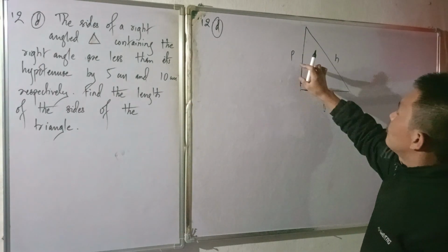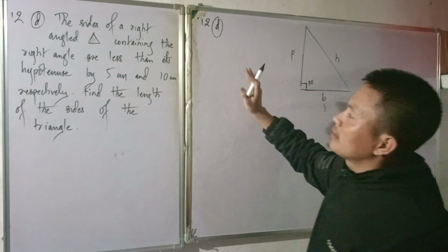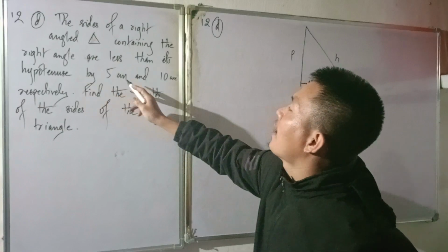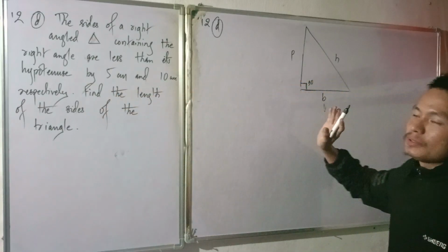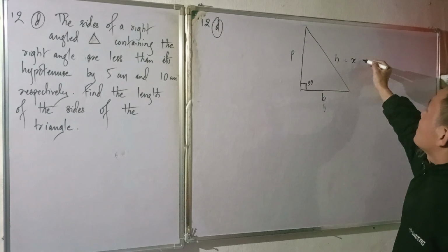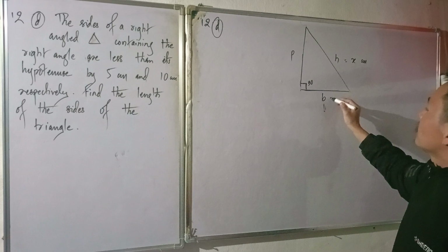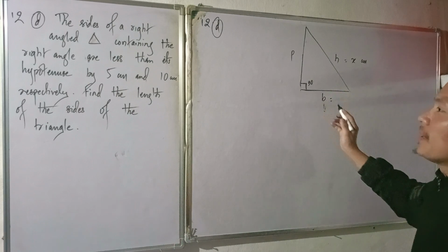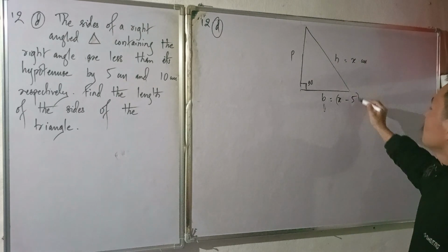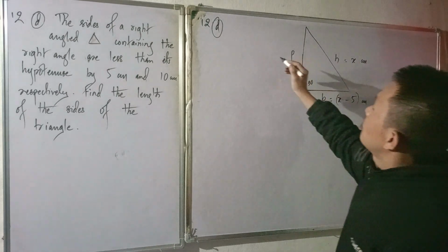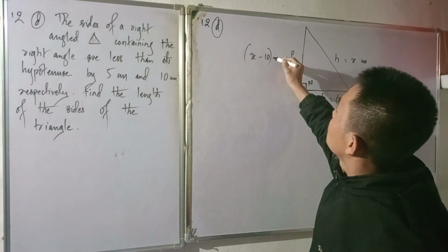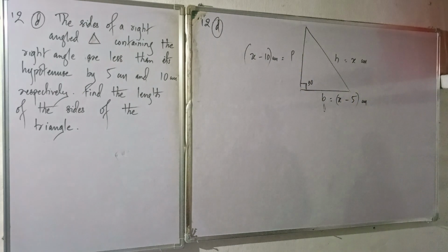You can consider both sides either way, it doesn't matter. The sides containing the right angle of the triangle are less than its hypotenuse by 5 centimeter and by 10 centimeter. So if I consider the hypotenuse as x centimeter, then the base is less than the hypotenuse by 5 centimeter, and the other will be less than the hypotenuse by 10 centimeter. You have to subtract, so like this.